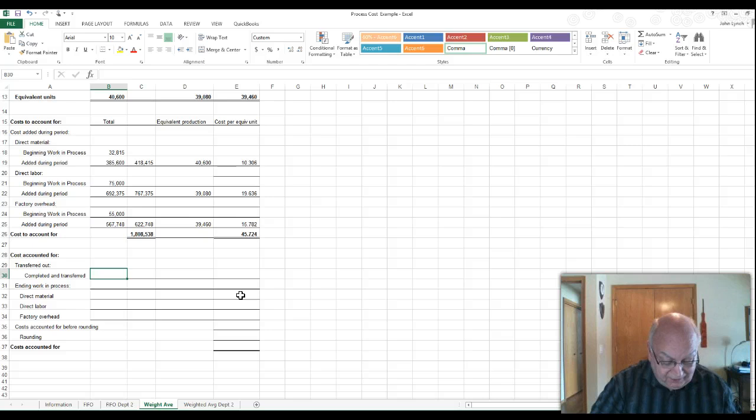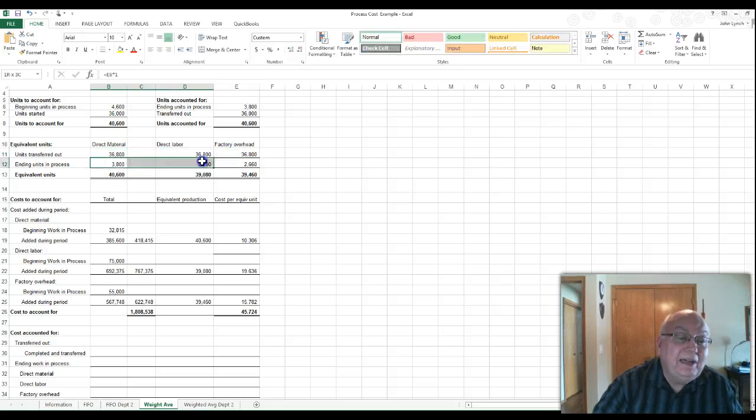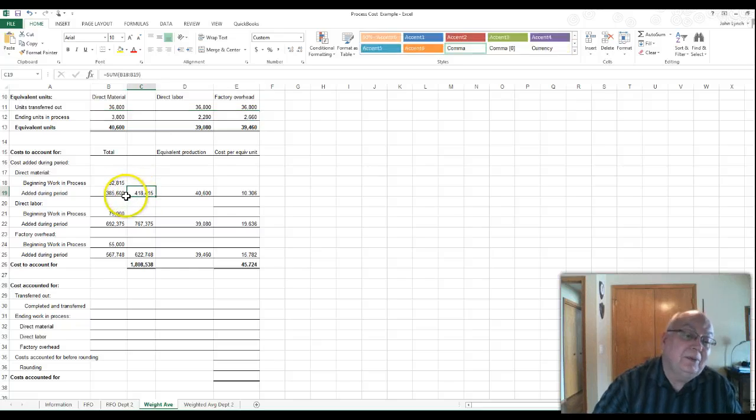Completed and transferred out. So we have this section here. Remember, this one we just have the units transferred out and ending equivalent units, and then add the two together. And then you take your totals for the month, the beginning plus what you added this month, divided by your equivalent units to get the cost per unit.